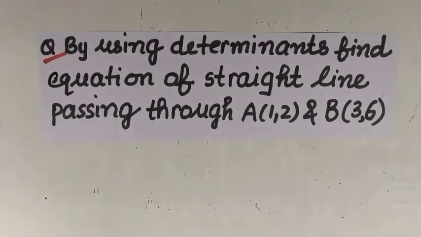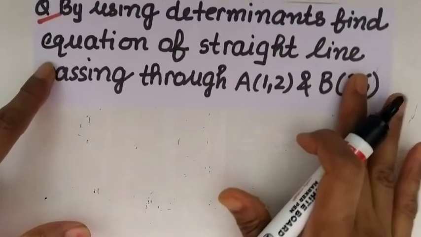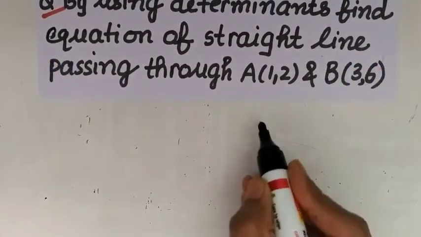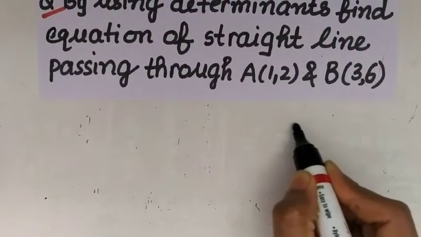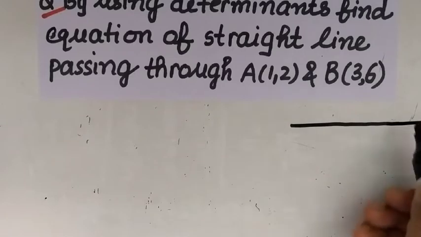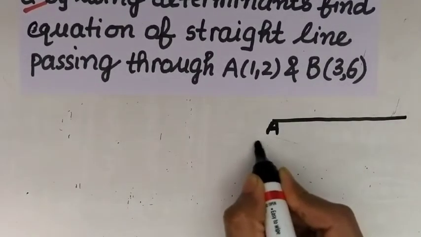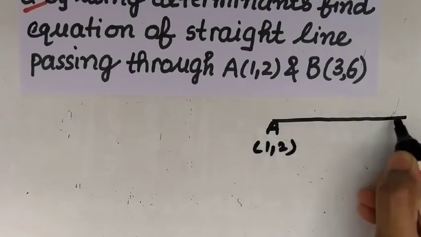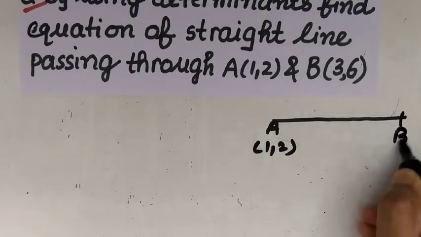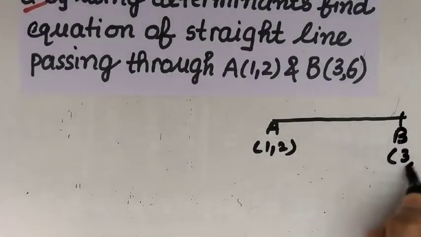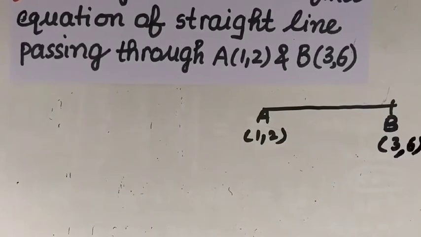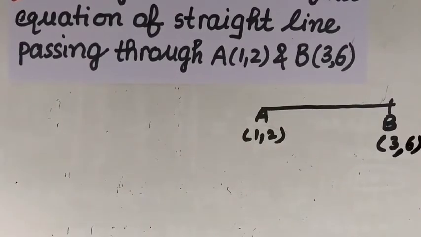So students, we have to write the equation of a straight line passing through A(1, 2) and B(3, 6). So we have to write the equation of the straight line passing through A(1, 2) and B(3, 6).